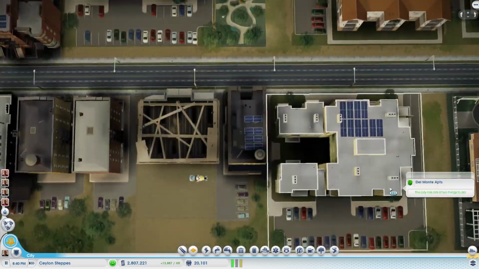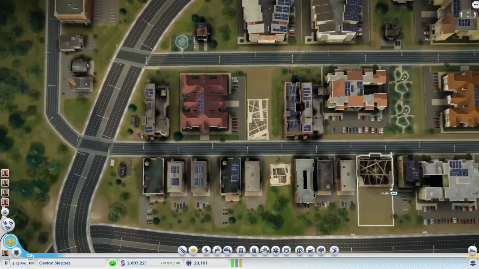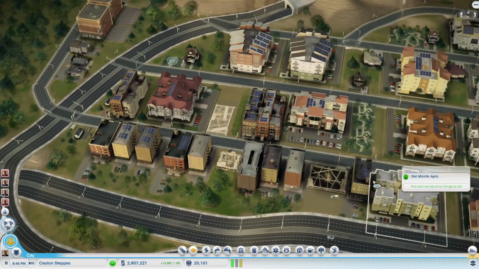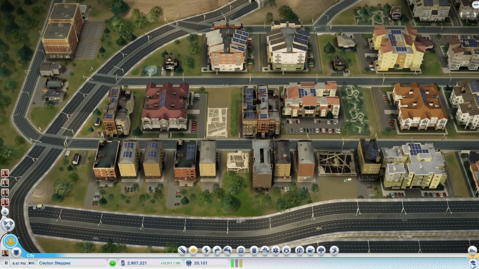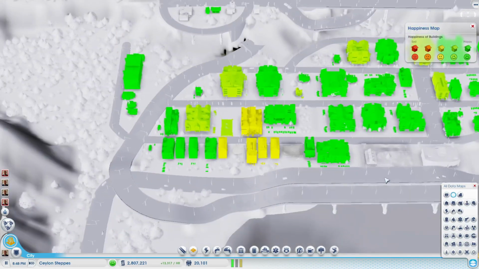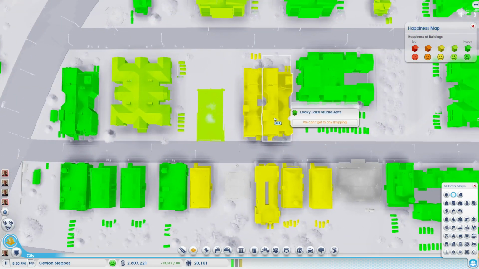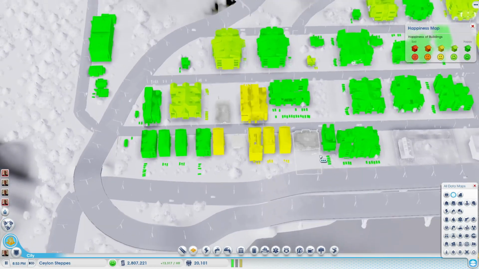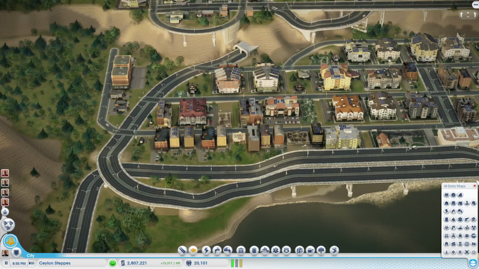Got a park. That's building. That should help with them having places to go shop. That should help the happiness. These several homes that are yellow, they should start to go green once they get their shopping in place. Okay.